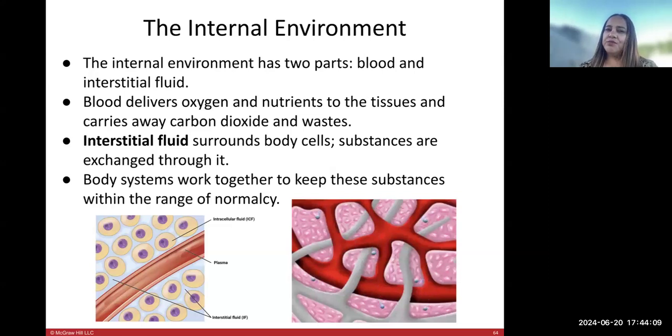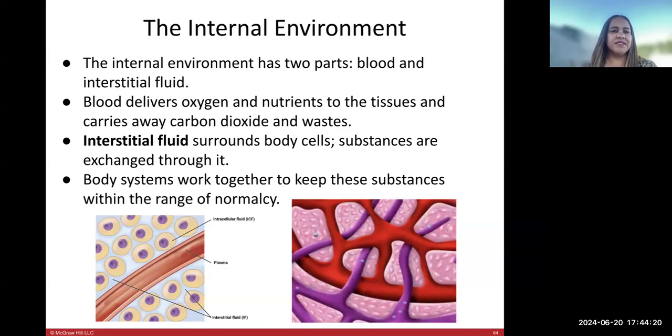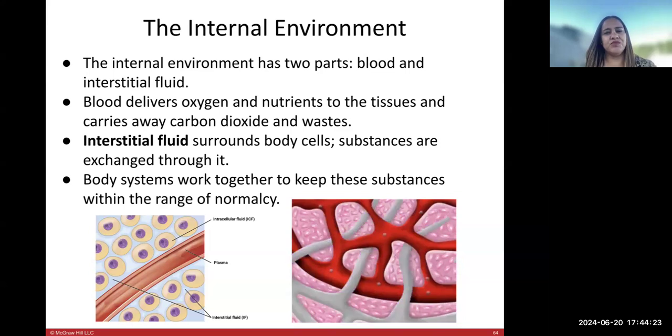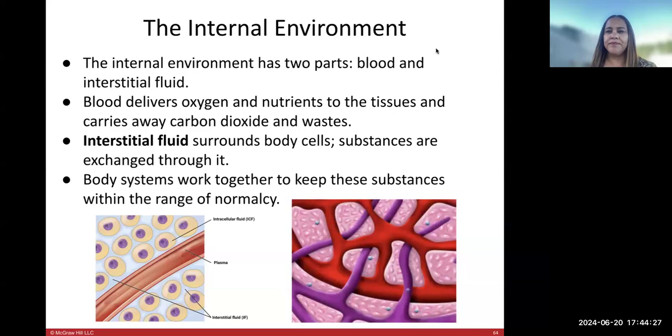The internal environment has 2 parts, blood and interstitial fluid. Blood delivers oxygen and nutrients to the tissues and carries away carbon dioxide and wastes. Interstitial fluid surrounds body cells. Substances are exchanged through it. Body systems work together to keep these substances within the range of normalcy.